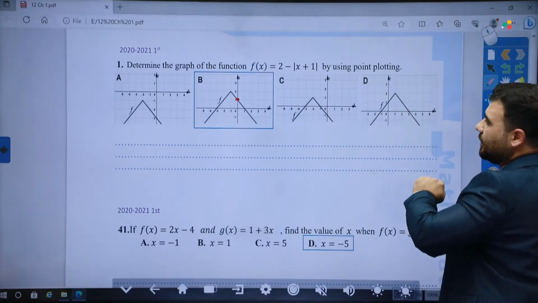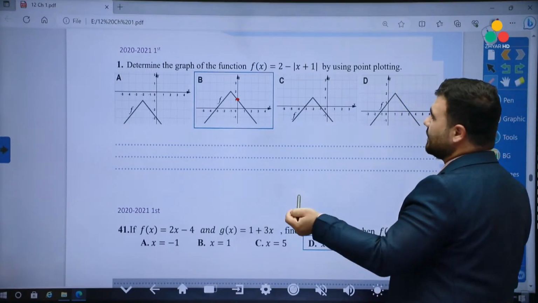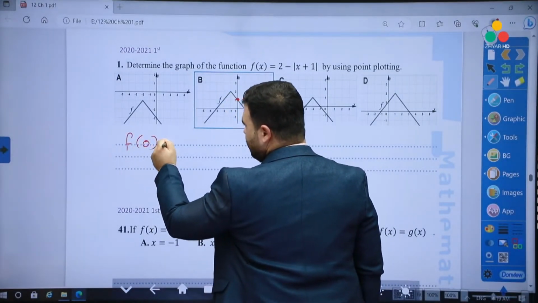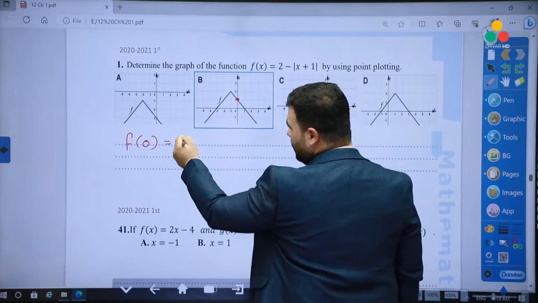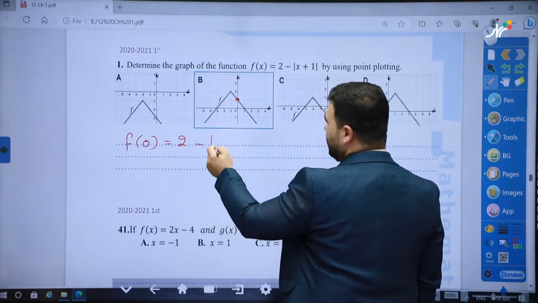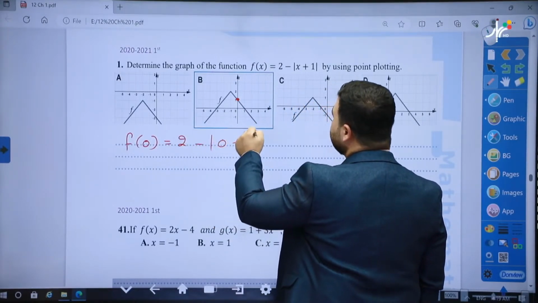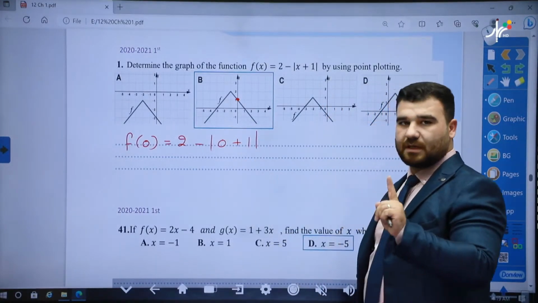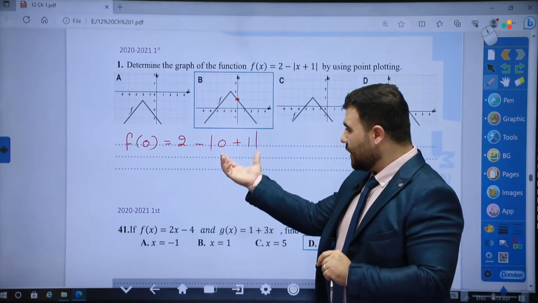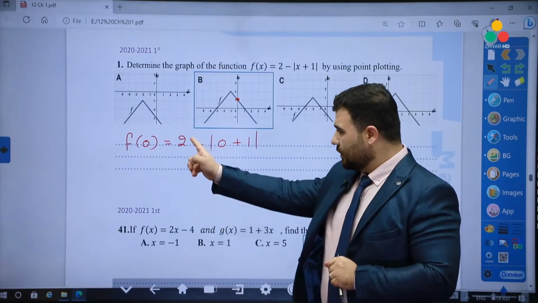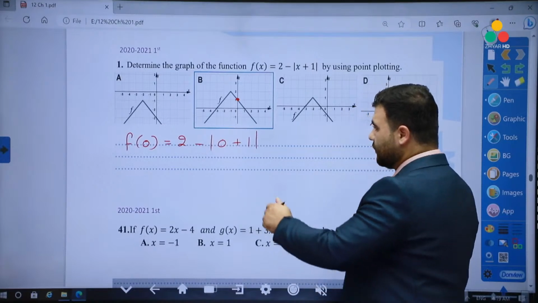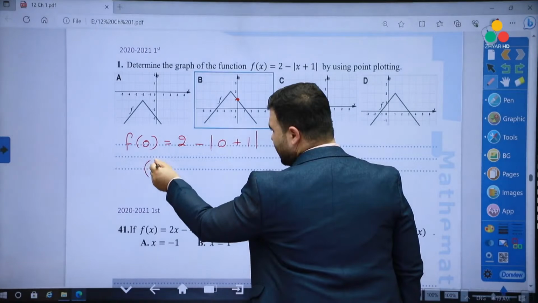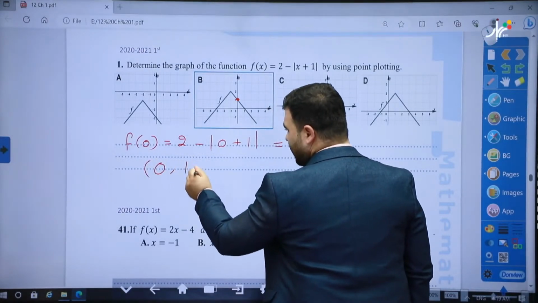Now, if I put 0 in place of x, let's see what I'm going to get. F of 0 is equal to 2 minus absolute value of 0 plus 1. 0 plus 1 is 1. Absolute value of 1 is still 1. 2 minus 1 is equal to 1. What does that mean? It means when x is 0, y is 1.